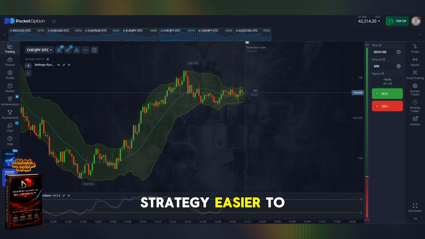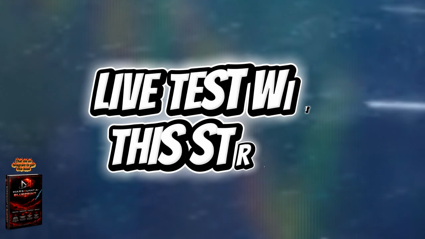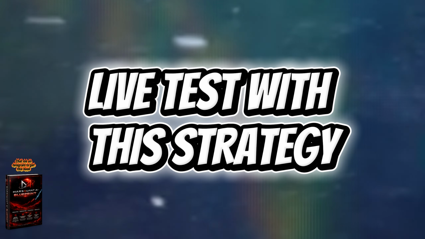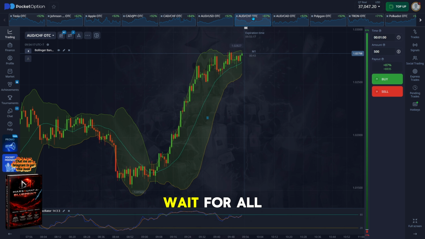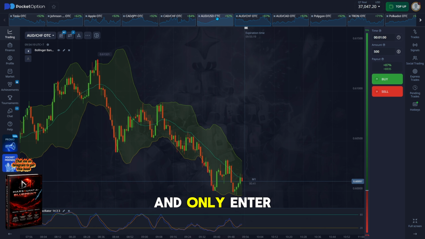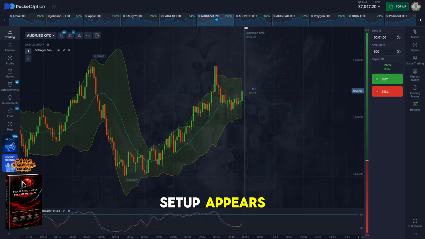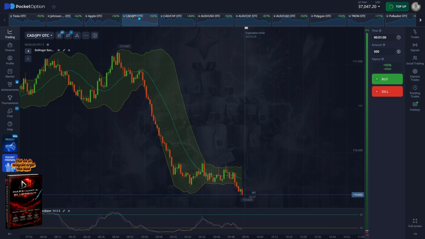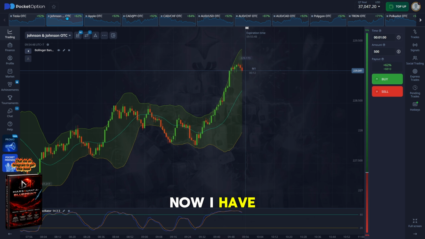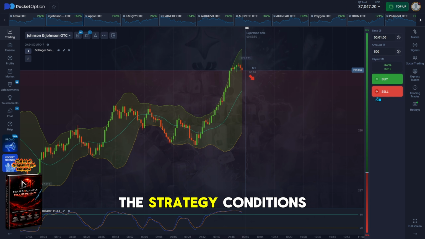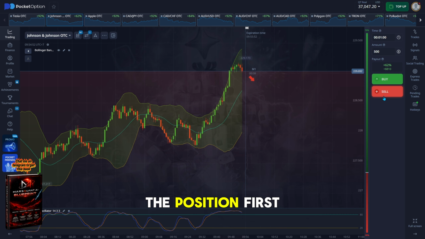To make this strategy easier to understand, let me show you how it works in live trading. We will analyze the market step by step, wait for all the conditions to align, and only enter when a valid setup appears. Now I have found a market setup that matches the strategy conditions. I will open the position first, and while the trade is running, I will explain exactly why this setup is valid.